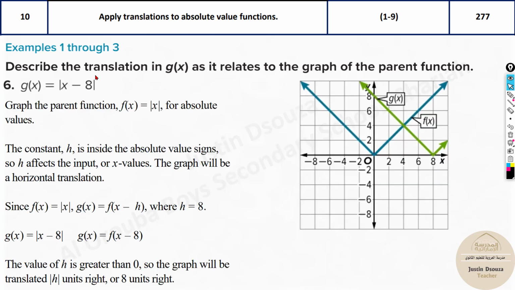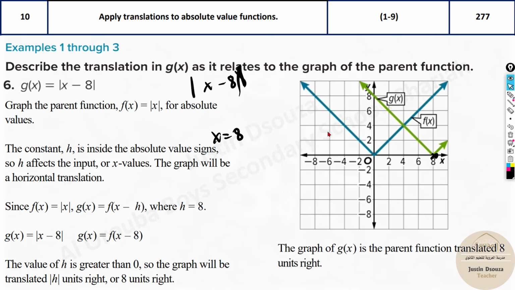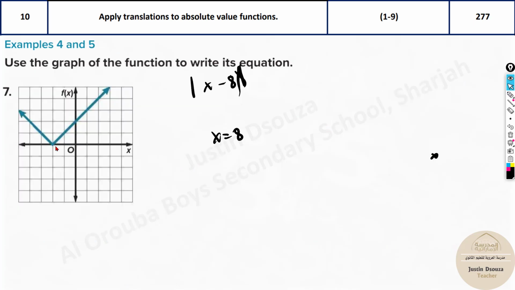Oh, sorry, I nearly got confused. Here, look, it's inside the modulus symbol. So it will be x equals positive 8. So this is positive 8, the vertex. Once you know the concept, it's the same relatable concept everywhere. Even over here, okay, now it's changed.